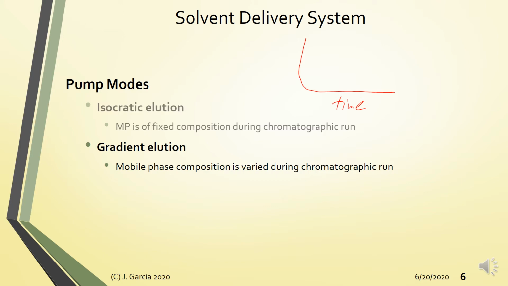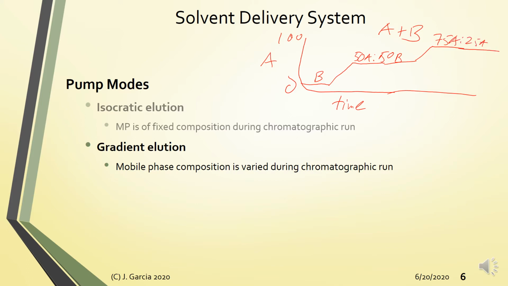So, kunwari, dalawang mobile phase ang ginagamit natin, no? A plus B. Alright. So, let us plot this y-axis in terms of A. So, for example, you start with the injection. After injection, you start with pure B. Okay. Then, after some time, you increase to 50 A, 50 B. Then you increase again after some time to say 75 A, 25 B. No? So this is gradient elution. Alright? And this is to enable you to really resolve complicated mixtures.